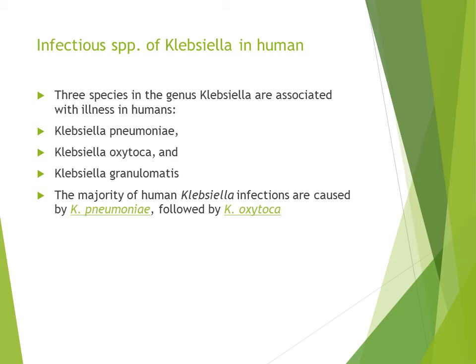There are many species of Klebsiella. Three species in the genus Klebsiella are associated with illness in humans. These are Klebsiella pneumoniae, Klebsiella oxytoca, and Klebsiella granulomatis. The majority of human Klebsiella infections are caused by Klebsiella pneumoniae, followed by Klebsiella oxytoca.